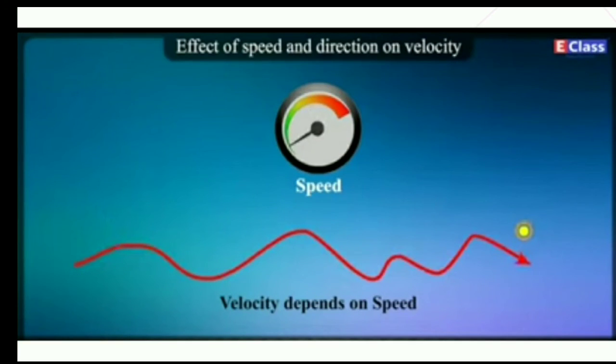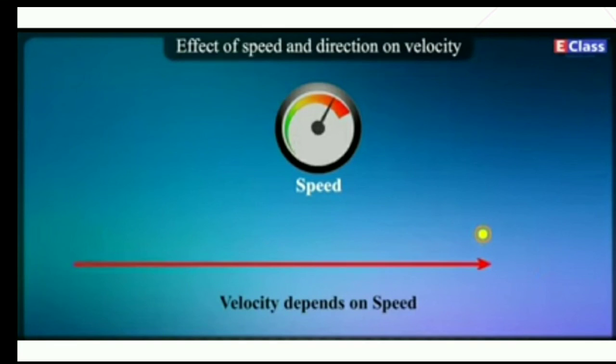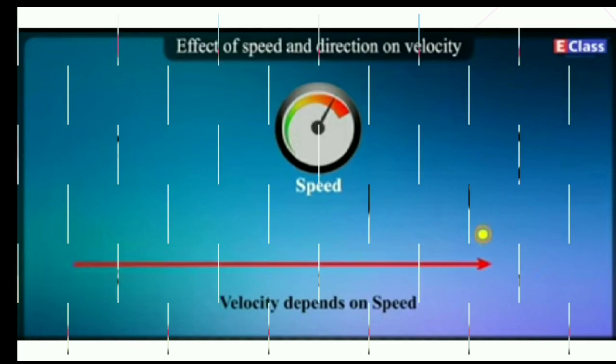Now velocity will change by changing the direction while keeping the same speed. Here we are not changing the speed. The speed is the same, but we are changing the direction, so velocity will also change. Now if the speed as well as the direction changes, the velocity will also change. The velocity changes by changing the speed as well as the direction. Understood, children?